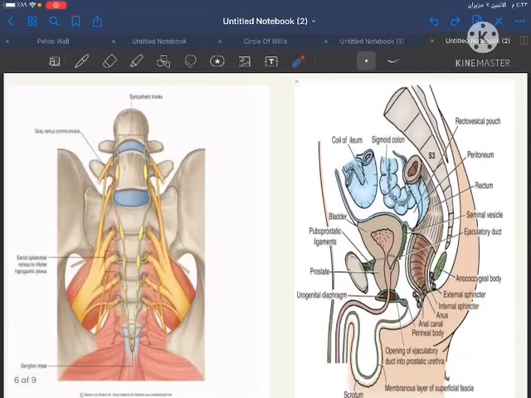Relations of the rectum. Posterior to the rectum, there are the piriformis muscle and coccygeus muscle, the sacrum with the coccyx below this muscle, and the sacral plexus and sympathetic trunk. So these structures are located posteriorly. Anteriorly, there are the sigmoid colon and coils of the ileum, in both sexes, male and female.